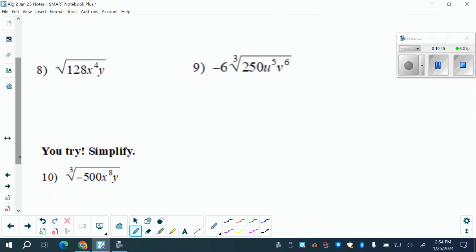Okay, so what goes into 128? It ends in 28. Those last 2 digits end in 28. So if that is divisible by 4, the whole thing's divisible by 4. So then 2 and 2, 4 and 8, 2 and 2, 2 and 4, 2 and 2.